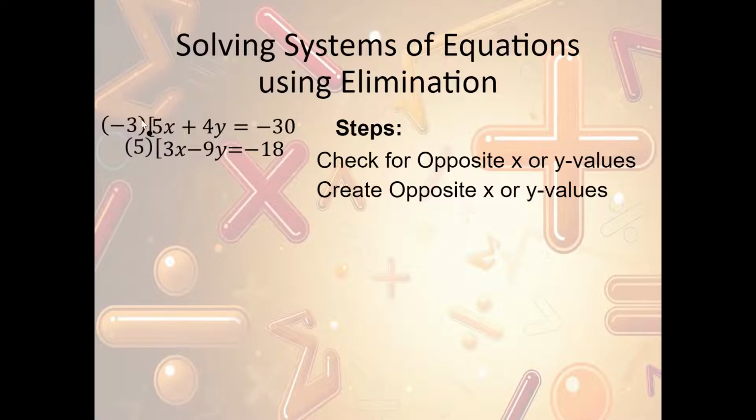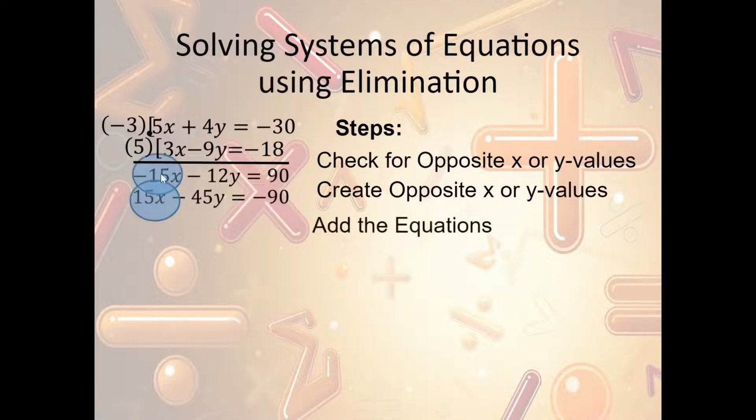So now we have a negative 15x and a positive 15x. And then we're going to multiply that times everything here. So negative 3 times 5x, and negative 3 times 4y, and negative 3 times negative 30. And then I'm going to do the same thing on the bottom. So 5 times 3x, and 5 times negative 9y, and 5 times negative 18. And when I do that, I end up with negative 15x minus 12y is equal to 90, and 15x minus 45y is equal to negative 90.